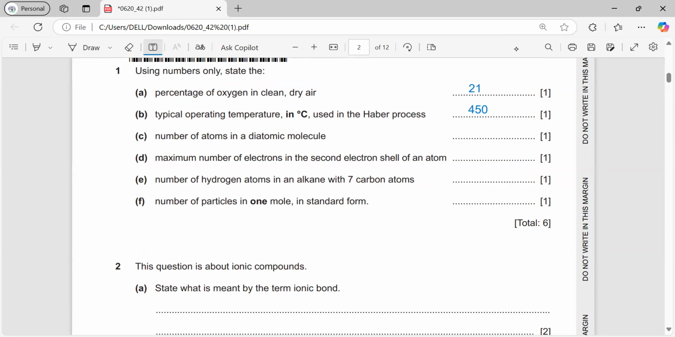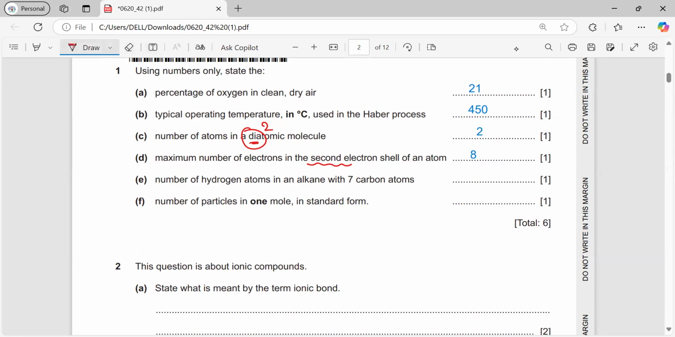Then the number of atoms in a diatomic molecule. So in a diatomic molecule, di means 2. So the number of atoms in this molecule will be 2. Maximum number of electrons in the second electron shell of an atom. So the second electron shell contains a maximum of 8 electrons.